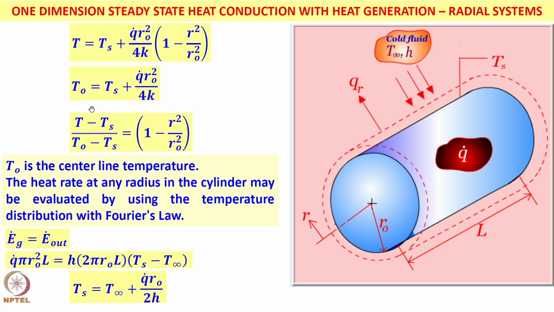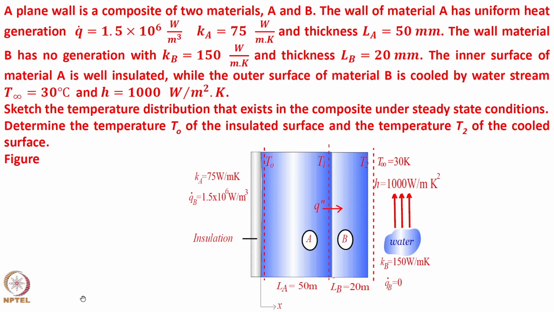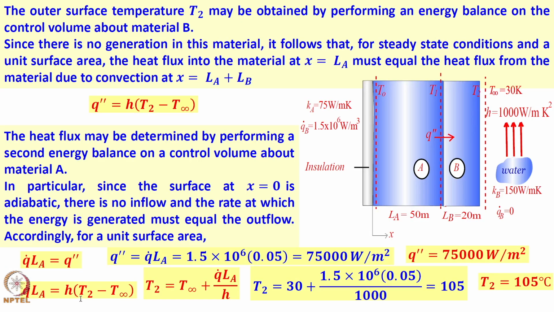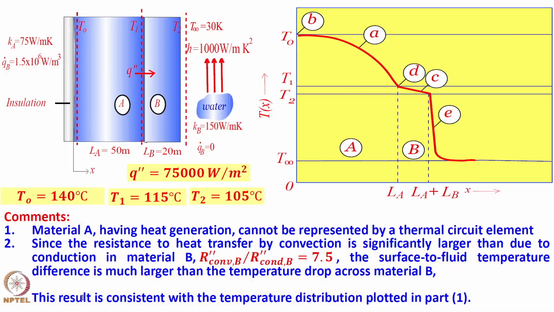And again as we did for the plane wall, E dot generated is E dot out: volumetric heat generation q dot into volume pi r naught squared L is equal to h into 2 pi r naught L into T surface minus T infinity. So, I get T surface from here, and based on all this we have a simple numerical problem where we are going to use the concept of volumetric heat generation, resistances in series, everything. Okay. So, I will go through this quickly, about 5 minutes, it is all solved here very nicely for you to take a look.